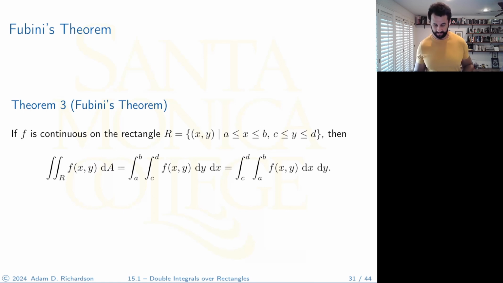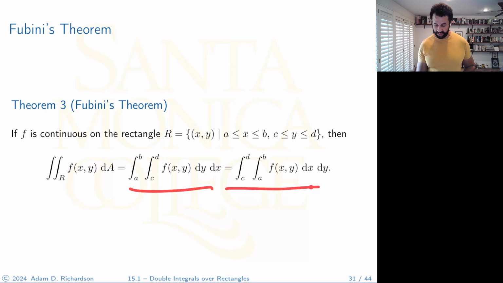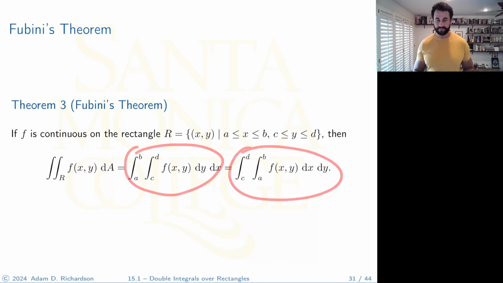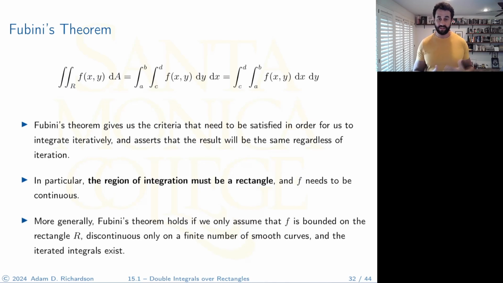So here is the condition. If f is continuous on a rectangle, then you can iteratively integrate the function, and it doesn't matter which order you do it in. All right? That's Fubini's theorem. So Fubini's theorem says a couple of things. For one, it says you are allowed to integrate iteratively. And the second thing it says is you are allowed to change the order of integration.